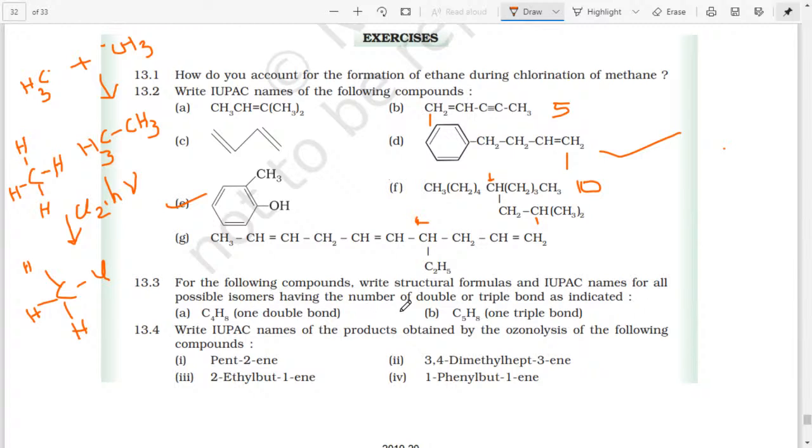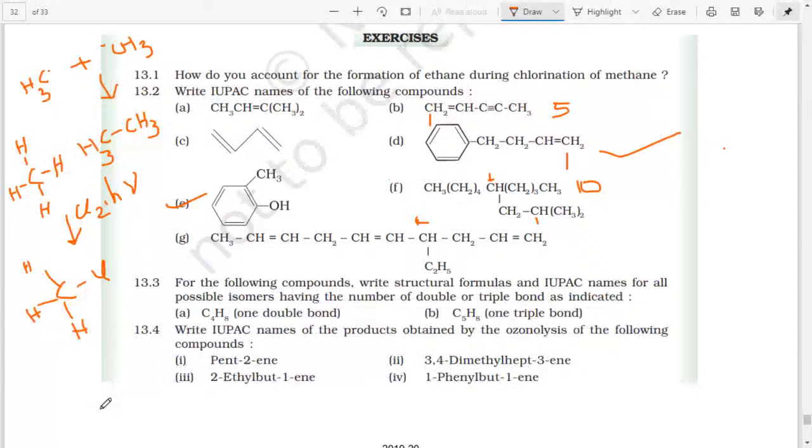Yes, for the following compounds, write structural formulas and IUPAC names for all possible isomers having the number of double or triple bonds as indicated. For one double bond, you can write but-1-ene, but-2-ene, and 2-methylpropene.